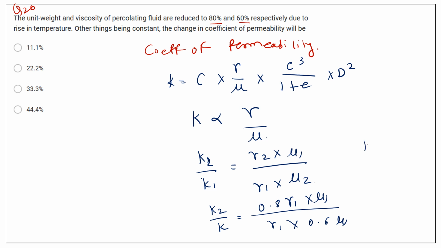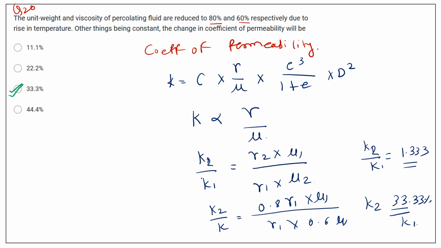After calculation we get K2 by K1 is equal to 1.33, and if we calculate this value as a percentage, then K2 is increased by 33.33% compared to the K1 value. Okay, so here 33.3 is available in option C, so the third option is correct for question number 20.